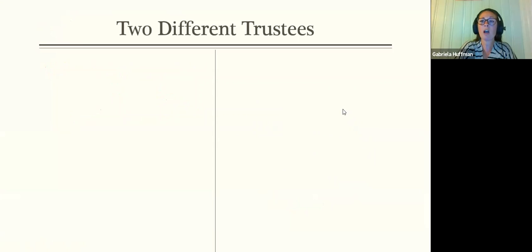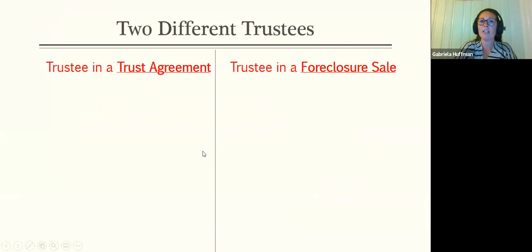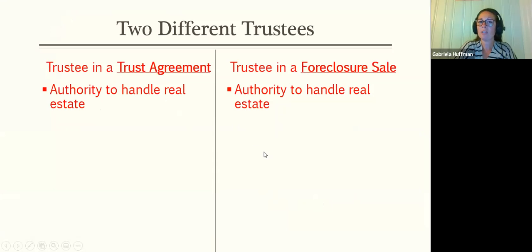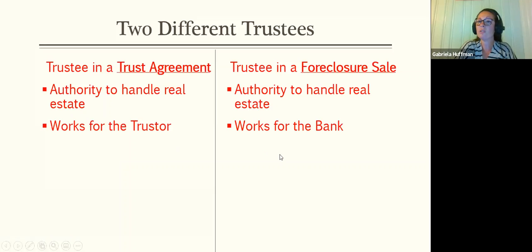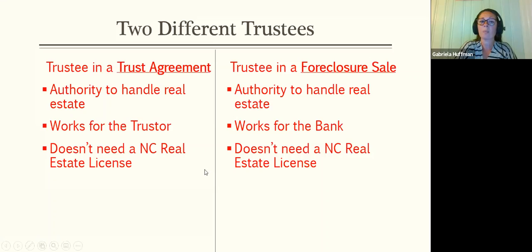In your book, we'll talk about two different trustees. Chapter 2 talks about a trustee and a trust agreement. Chapter 4 will talk about a trustee in a foreclosure sale. I want to just give you a comparison here that both have the authority to handle real estate. The trustee in a trust agreement works for the trustor. The trustee in a foreclosure sale works for the bank. Neither of them needs a real estate license to dispose of the real property.